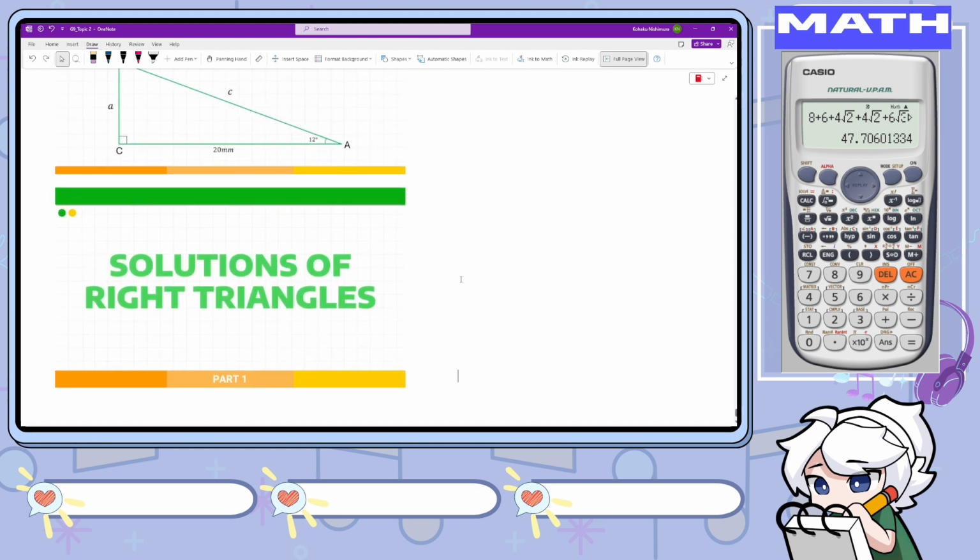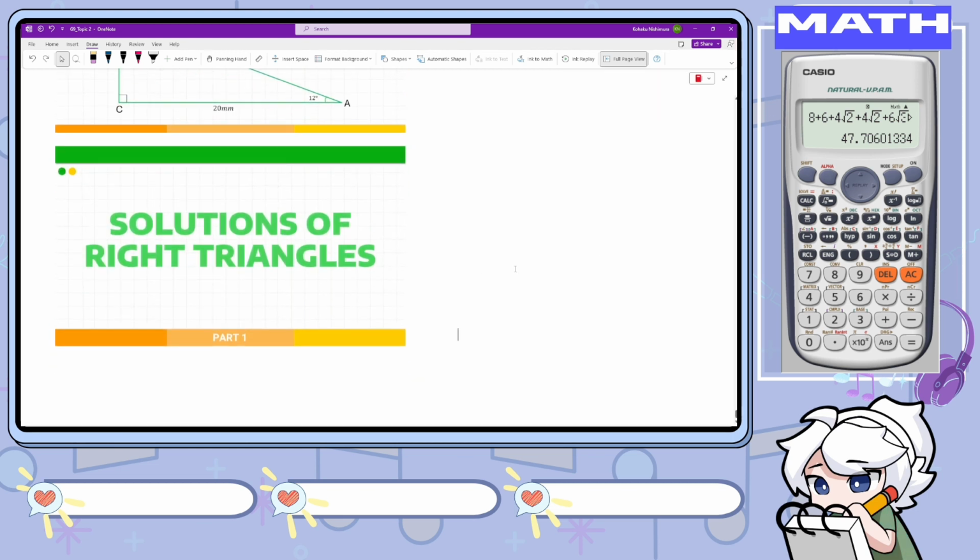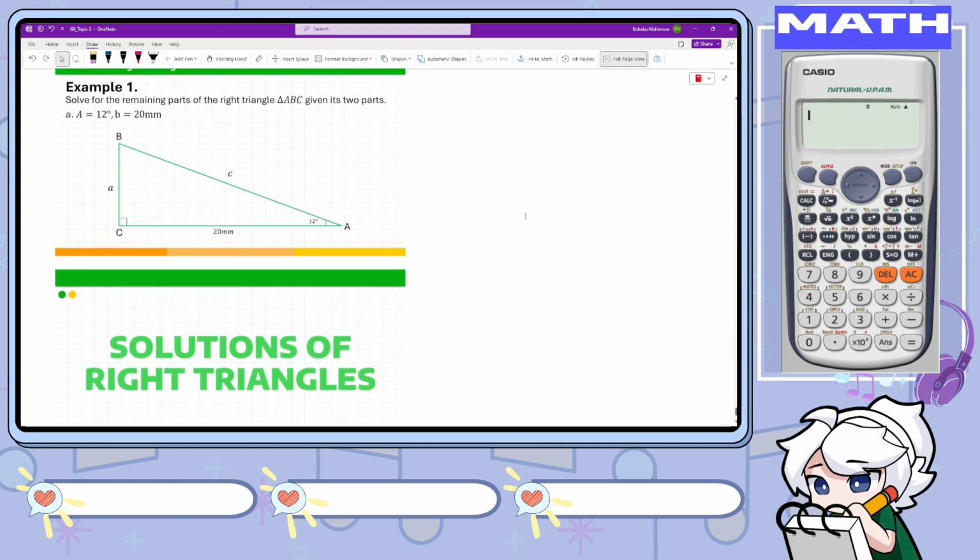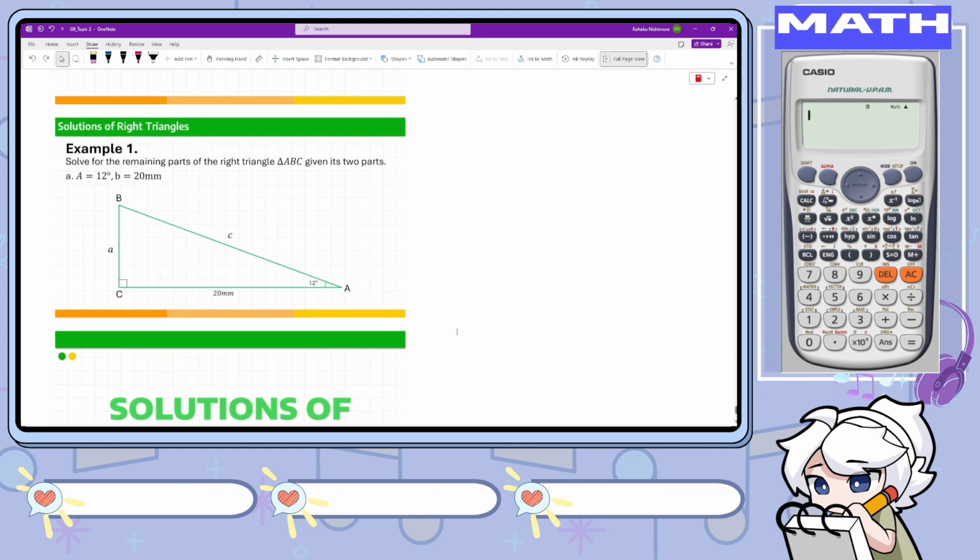Let's move on. Okay, solutions of right triangle. So this is much crucial information that I need to discuss. Hopefully you will pay attention to this part. So now, without moving anything to the next slide, let's just focus on this.